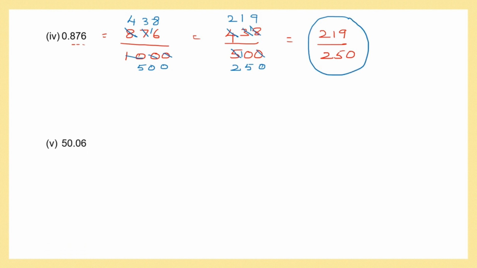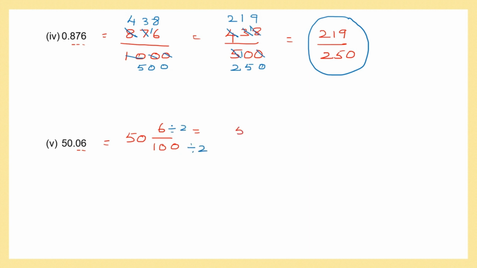Okay, next one. 50.06. So 50 is my whole number. Ignore the point. 6 by 1 followed by 2 zeros, that's 100. So if I have to reduce it to the lowest term, I need to divide both by a common number. I can divide both by 2.